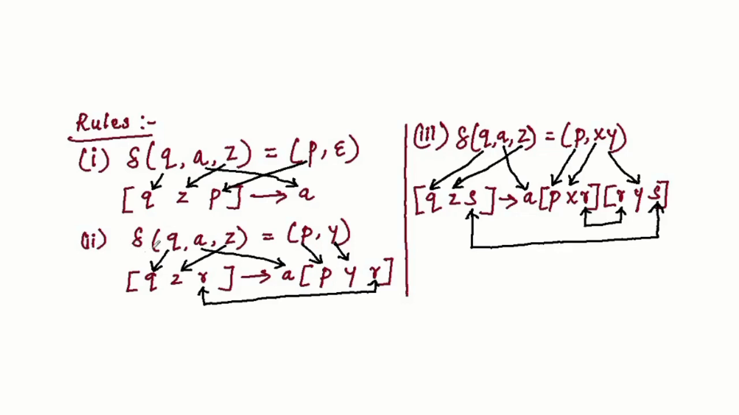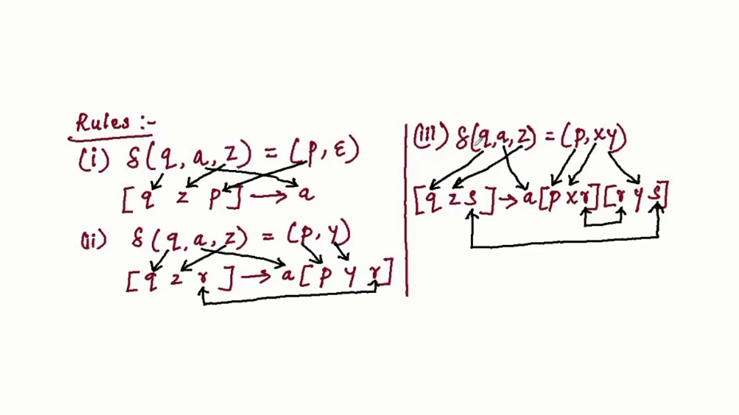Second rule, del of (Q, A, Z) equal to (P, Y). Then the context-free grammar production is QZR tends to A PYR. The PDA moves from Q to P on input symbol A, replacing Z with string Y on the stack. In the context-free grammar, the production expands QZR into terminal A followed by a non-terminal PYR.